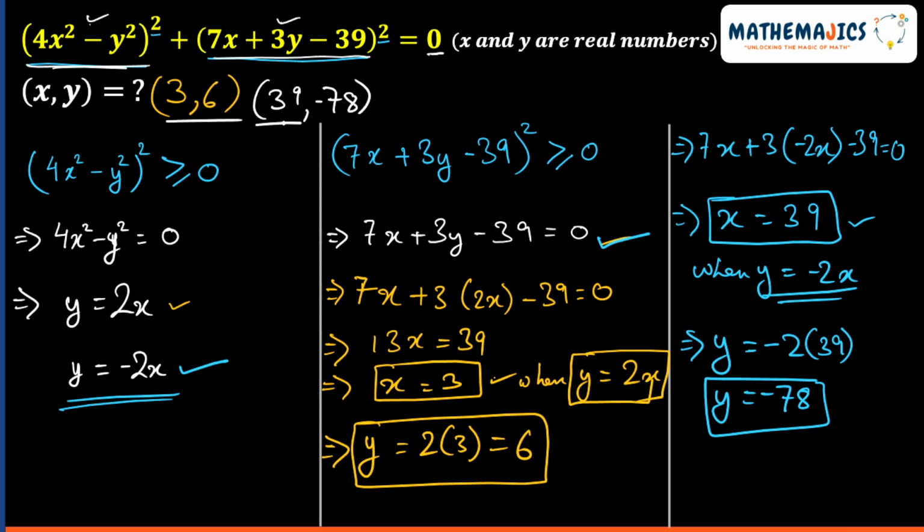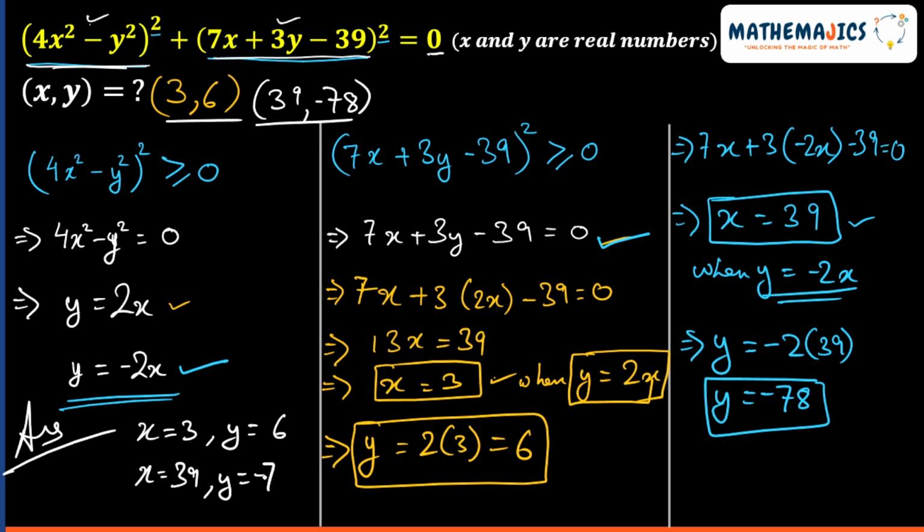So these are the two possible solutions. We will summarize it on the leftmost side. The answer for this question is x equals 3 and y equals 6. x equals 39 and y equals negative 78. So these are the two possible solutions of x and y.